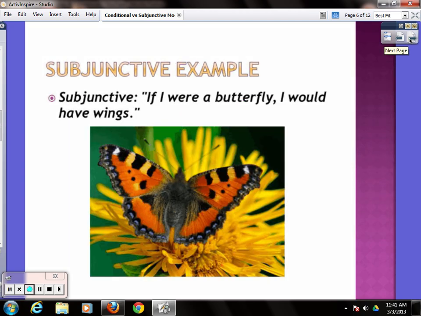So, subjunctive. If I were a butterfly, I would have wings. Right? If I were a butterfly, there's no way I am going to be a butterfly. I am not going to wake up tomorrow morning and be a butterfly. This is subjunctive. Okay, so if I were a butterfly, I would have wings.